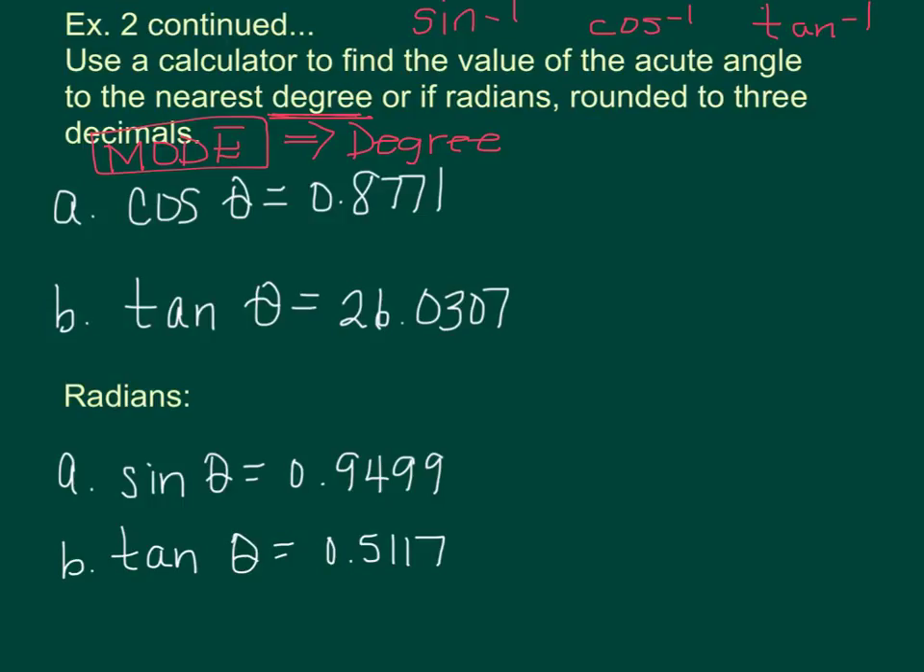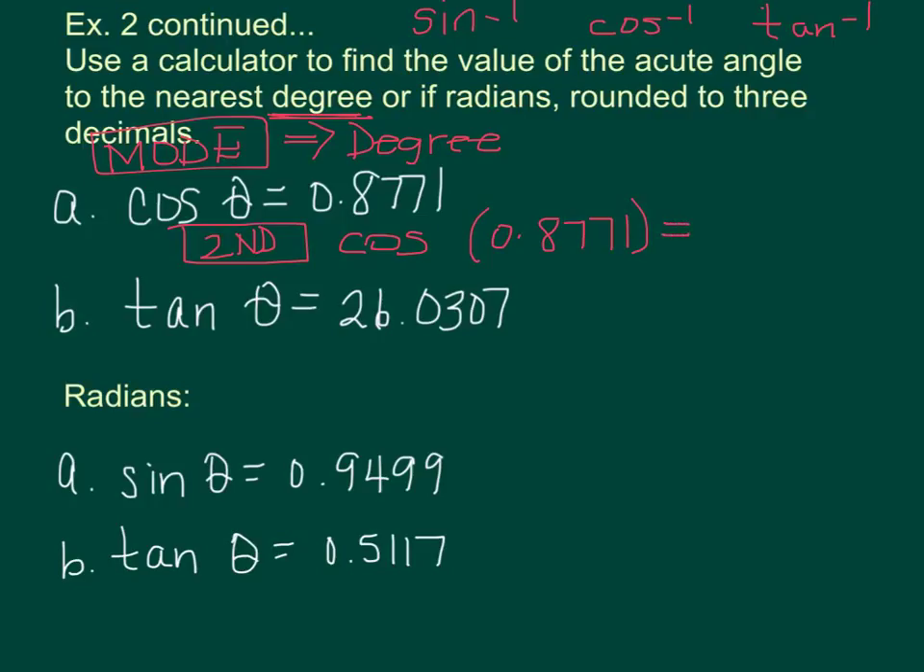Those are the inverse keys. But what you have to do is you have to press the second button. Those keys may be in blue, depending upon your calculator. So you're going to do second cosine, and the inverse key is going to pop up. And then you type in the value.